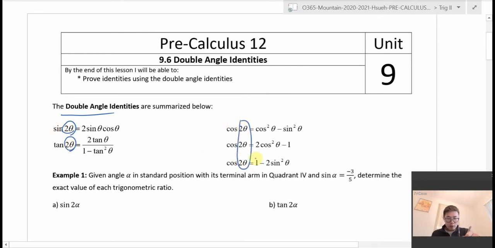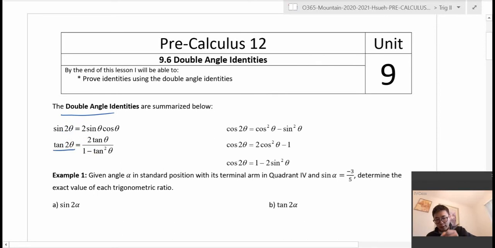Notice how you actually have 3 different forms for cosine 2 theta. Again, they're all equivalent. It's just written differently. Sometimes one is better to use than the other ones, and that's usually where students get confused, deciding which one is the right one to use.